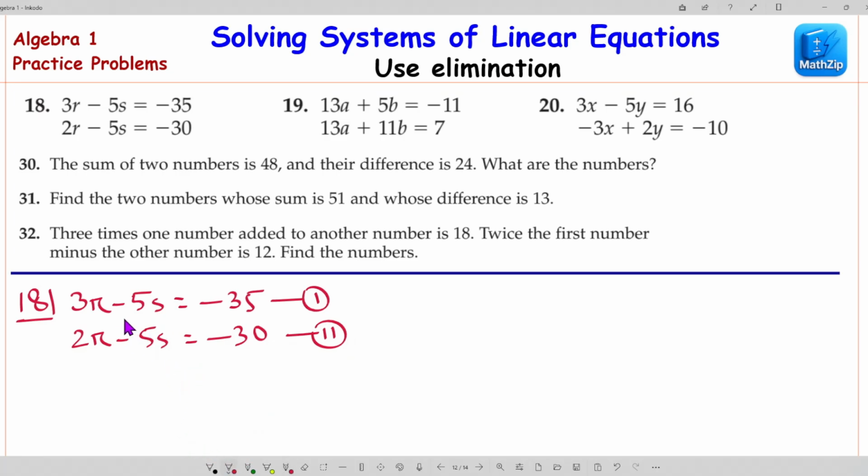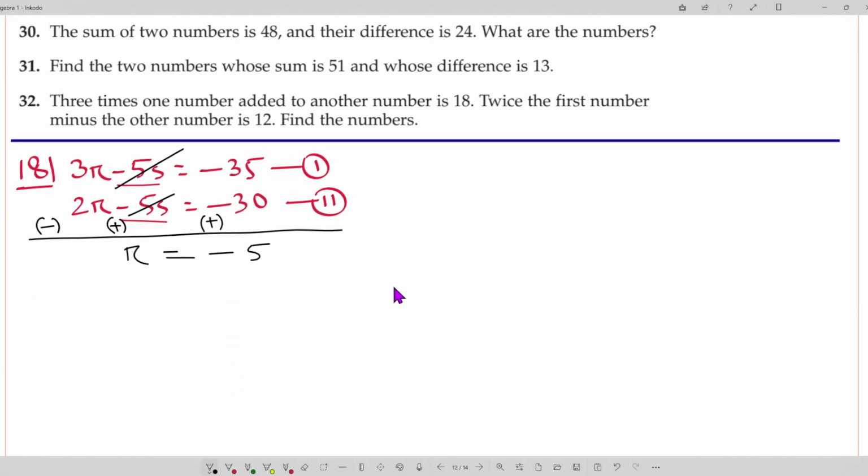So first we have to eliminate one of the terms. Here is minus 5s and here is also minus 5s. So if we subtract equation 2 from equation 1, here is minus, this one is plus, and this one is plus. So minus 5s and plus 5s cancel out. So here r equals minus 5.